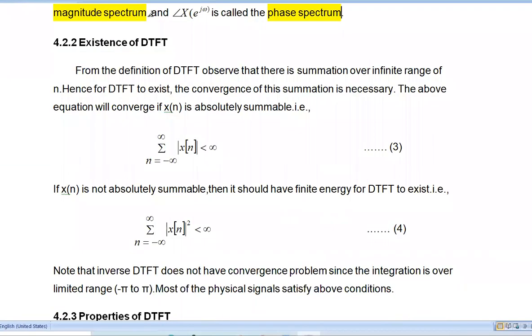Then another thing is the existence of DTFT. This is also a very important 2-mark question. So what is the existence of DTFT? The discrete time Fourier transform is not applicable for all types of signal. Why? That is defined by the existence of the discrete time Fourier transform.